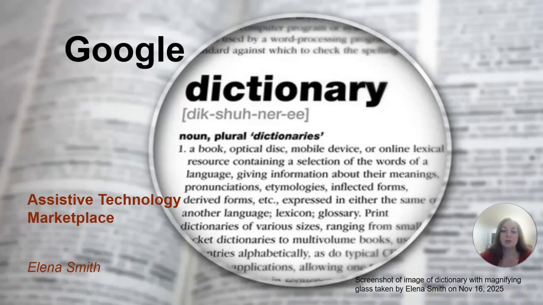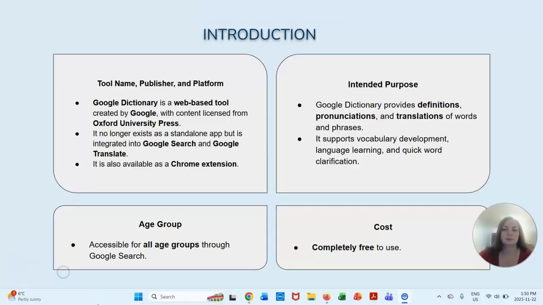Today I would like to introduce you to Google Dictionary, a tool designed to provide clear definitions, pronunciations, and translations of the world. Google Dictionary is a web-based service created by Google. Although it no longer exists as a standalone app, it is fully integrated into Google Search and Google Translate, and it is also available as a Chrome extension for Google Chrome browser. Its content is licensed by Oxford University, and Google Dictionary is accessible for users of all ages for educational purposes. It is completely unrestricted and, best of all, it's entirely free for use.